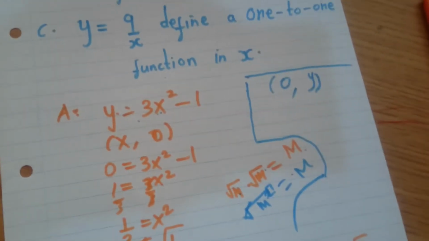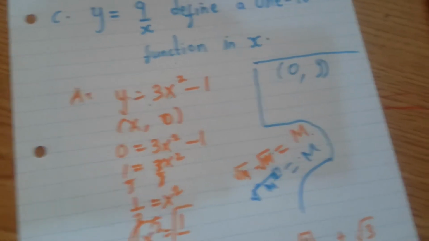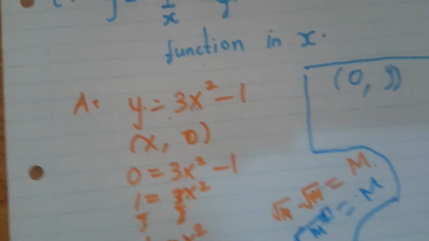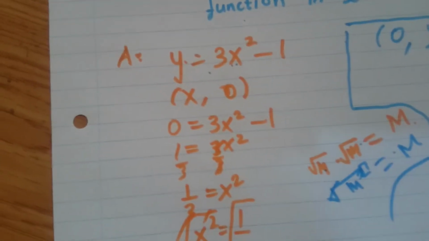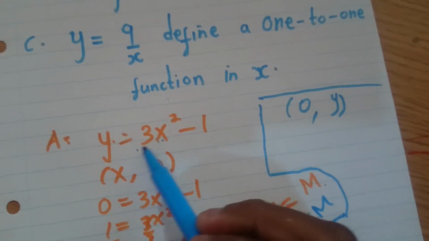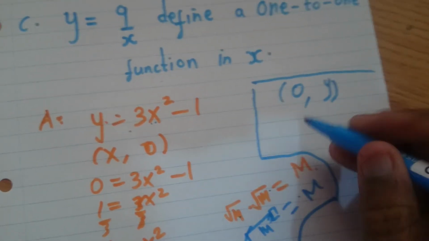What is an intercept? Intercepts are the coordinates where the graph cuts. The x-intercept means the graph cuts at x, and the y-intercept means the graph cuts at y. So for the y-intercept, x is always equal to 0. So we say x equals 0.